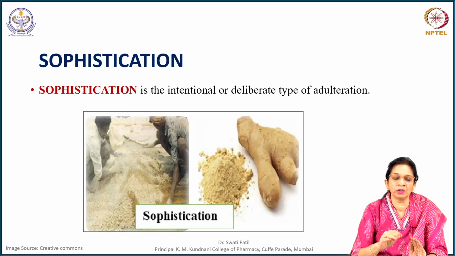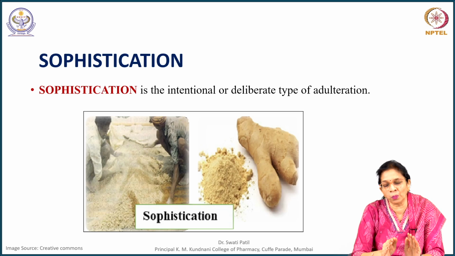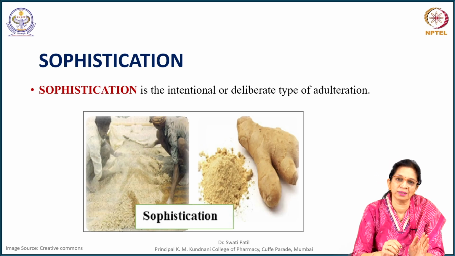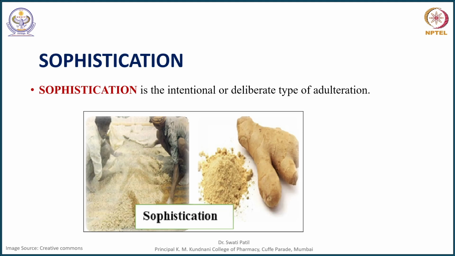Sophistication is called so because this kind of adulteration is done in a sophisticated way, where it is difficult to identify the adulteration macroscopically. This is an intentional or deliberate adulteration where the official drug is substituted or mixed with something whose morphological feature is the same. For example, ginger most of the times is mixed with other drug powder, or with sawdust, it may be mixed with something cheaper and similar looking.